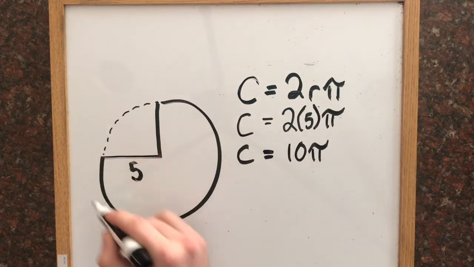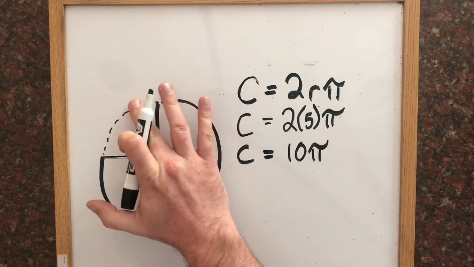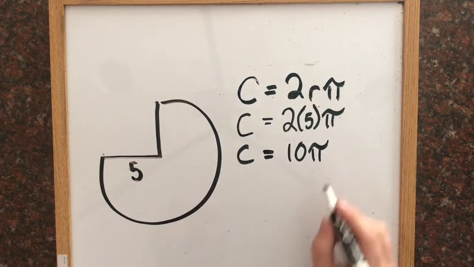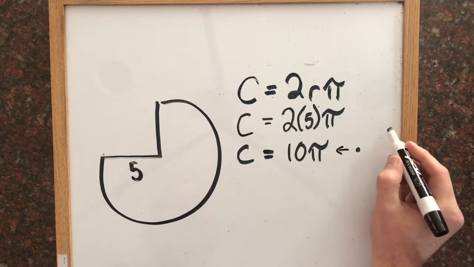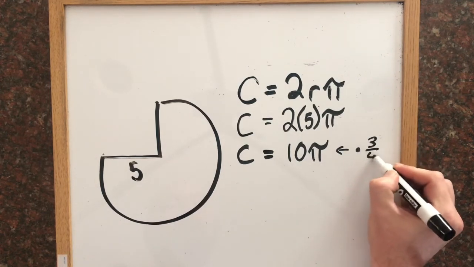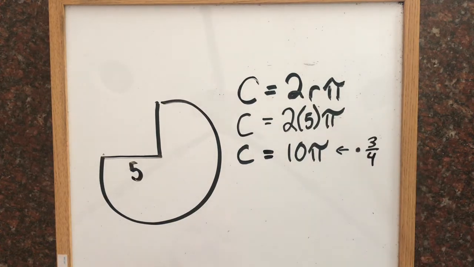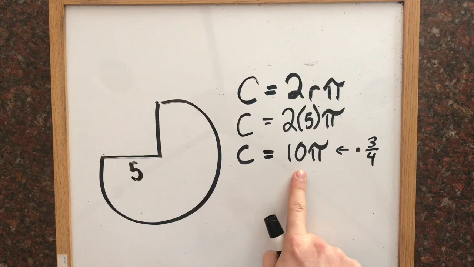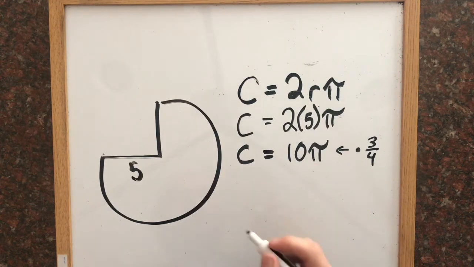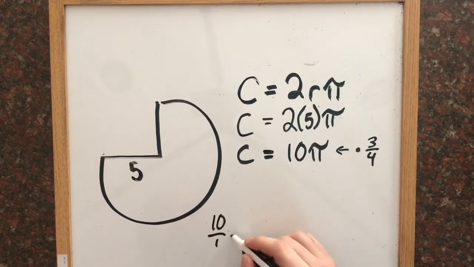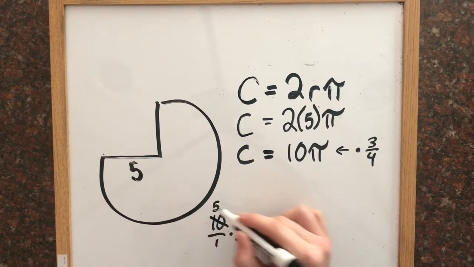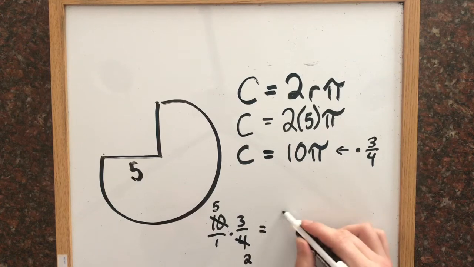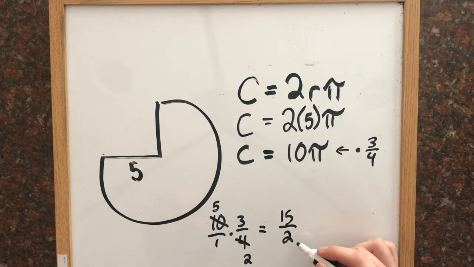Okay, now that's the circumference of the entire circle. We don't want the entire circle. We are only considering 3/4 of it. So when you get to this step, you're going to take this number and multiply it by the fraction of the circle that we have. In this case, 3/4. Multiplying 10 by 3/4. Okay, if you multiply whole numbers by fractions, if you remember, you can take 10 over 1 times 3 over 4. Cross simplify, and you get 15 halves.